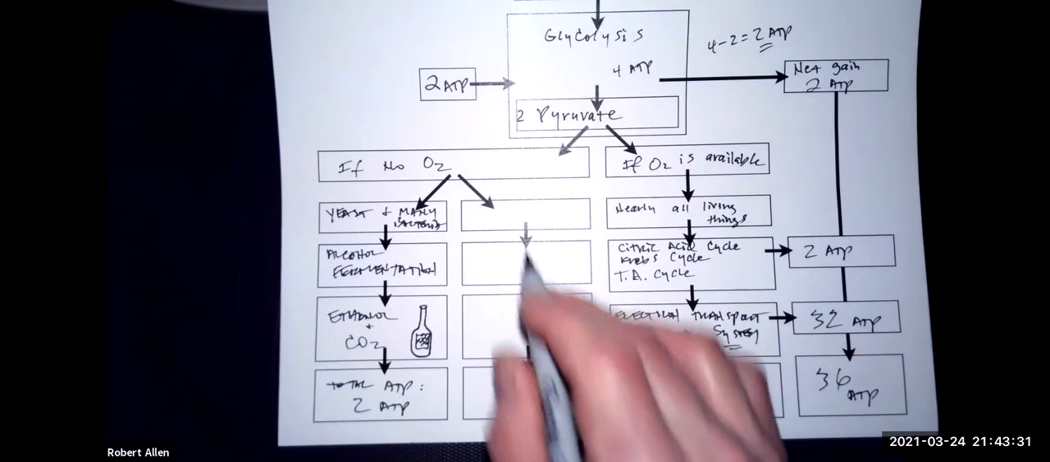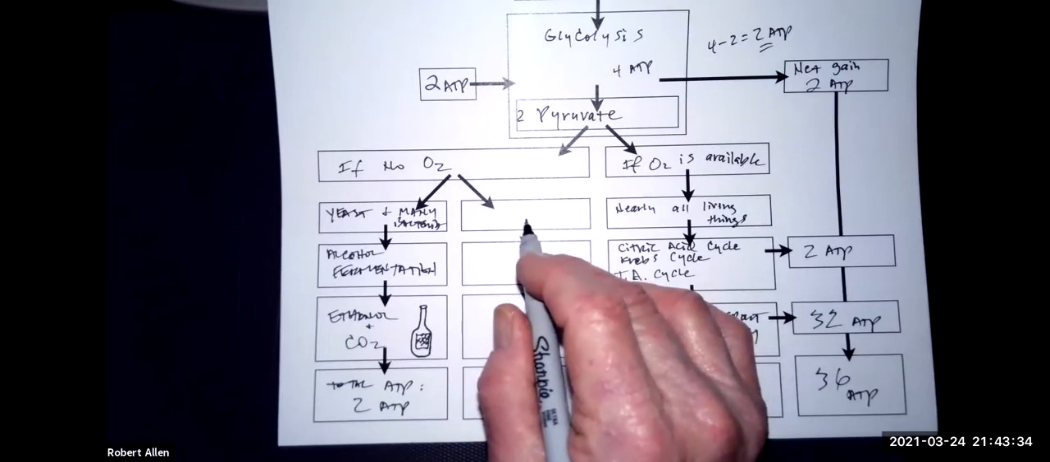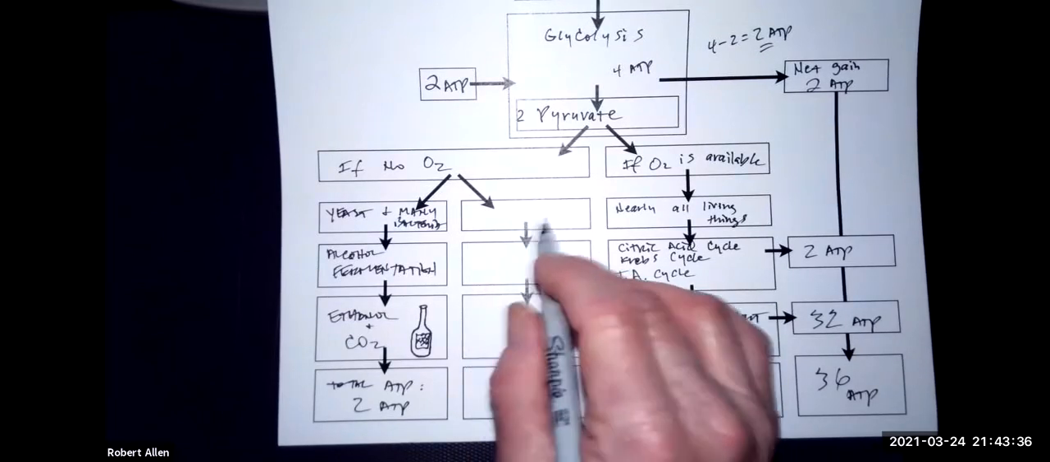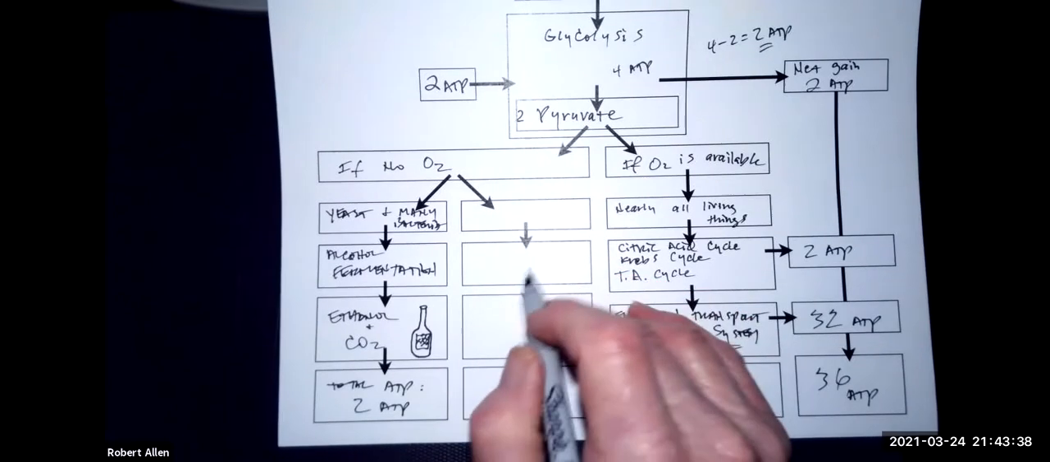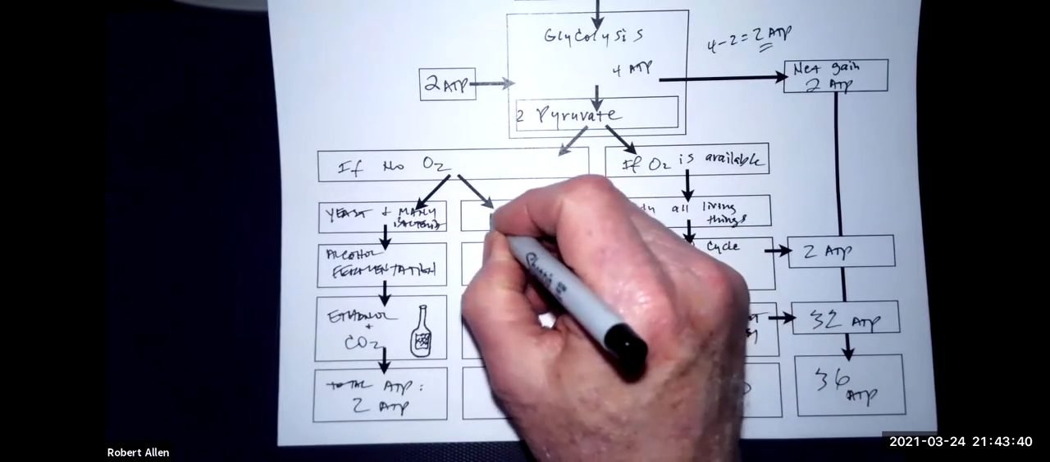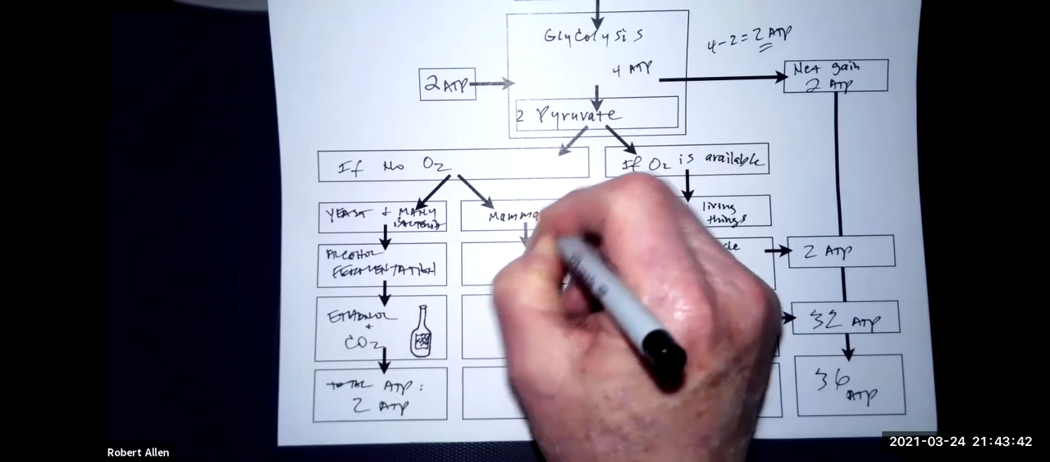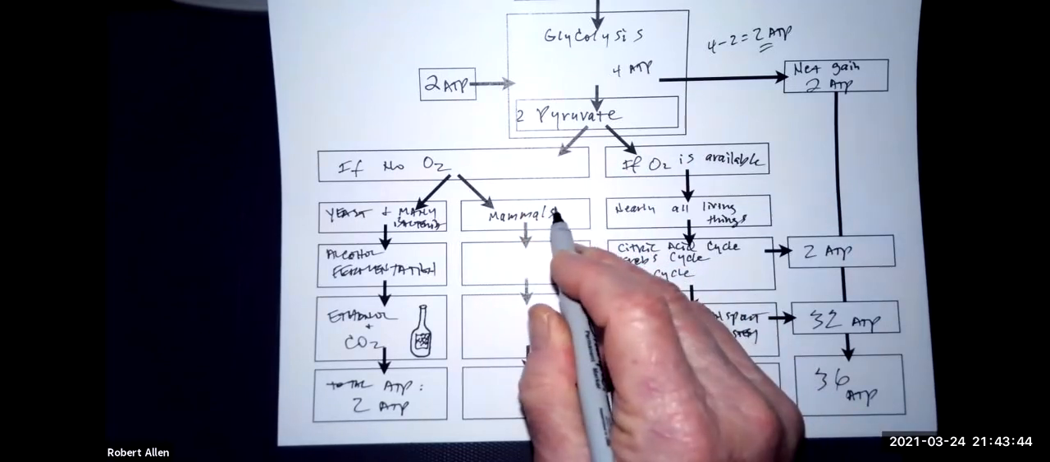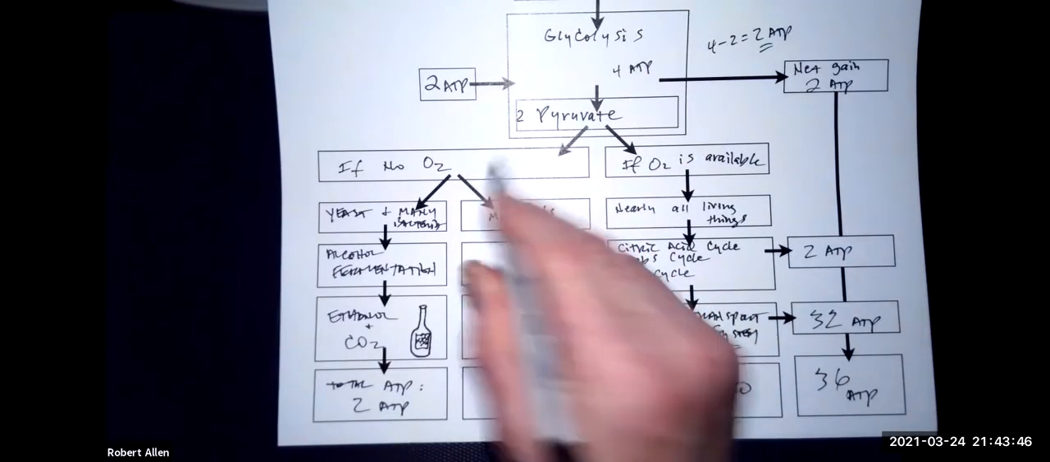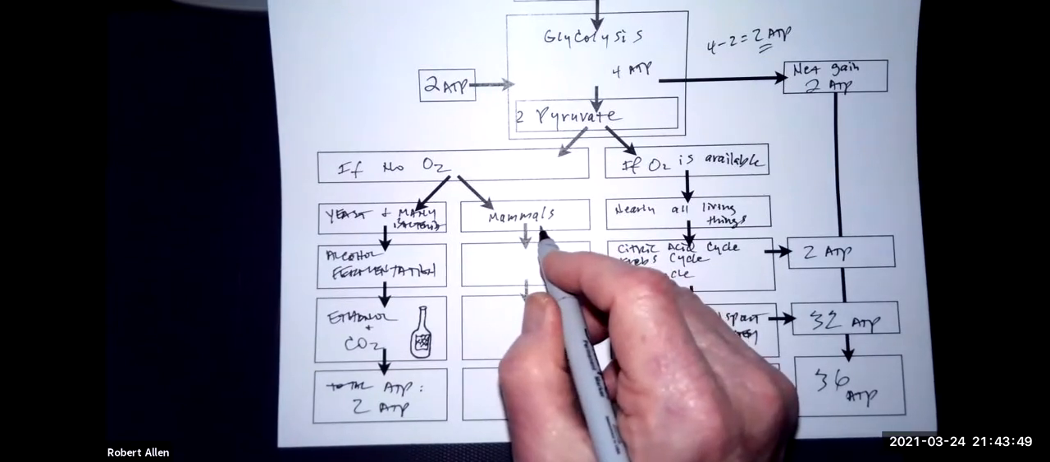All right. Well, going back up here, what if you have animals like mammals? I'm going to put mammals here. This happens in pretty much all animals, but I'm just going to use mammals as our example because we're a mammal and this happens to us. If you don't get enough oxygen, you can go through a different process.